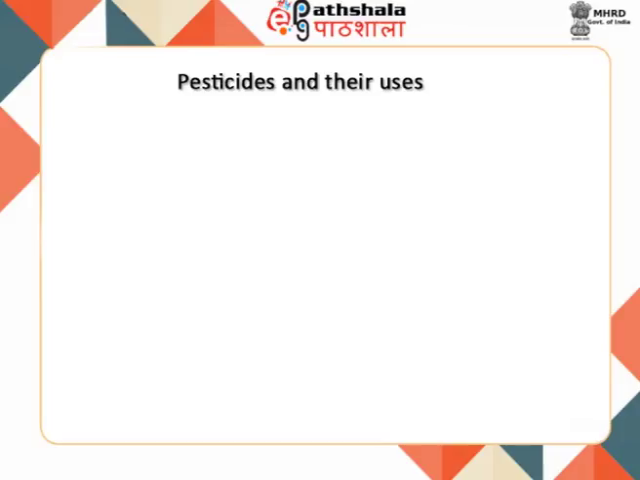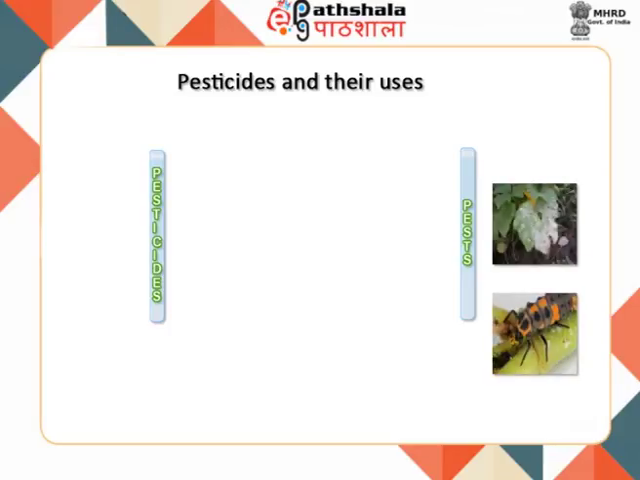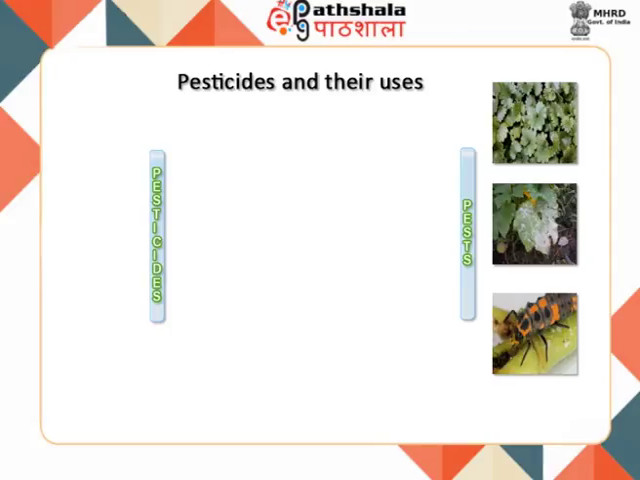Now, let us study pesticides and their uses. Pesticides are a general class of chemicals or biological agents used to control, repel, attract, or kill pests. Pests are organisms that include insects, weeds and other plants, birds, mammals, fish, and microorganisms that compete with humans for food, destroy properties, spread diseases, or are considered a nuisance.